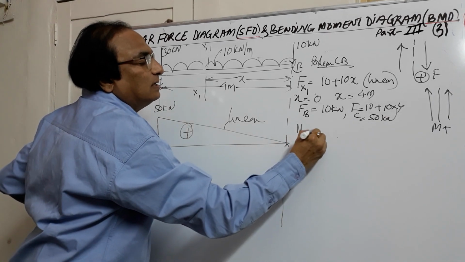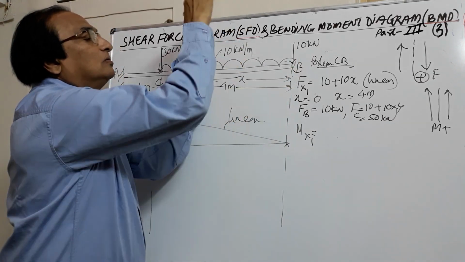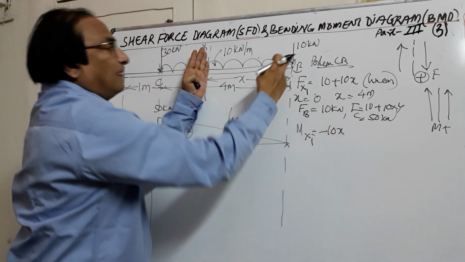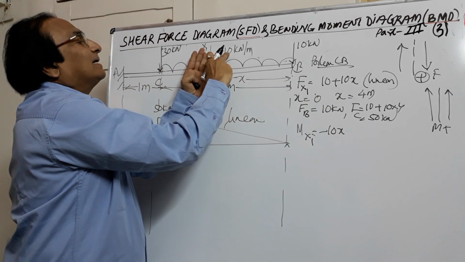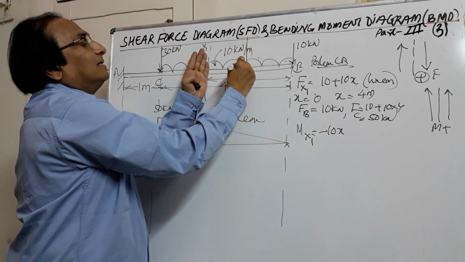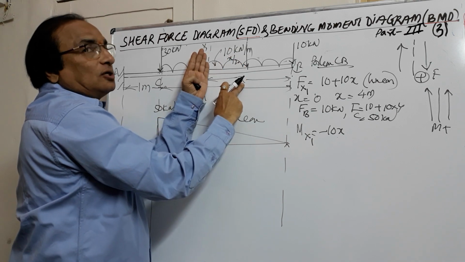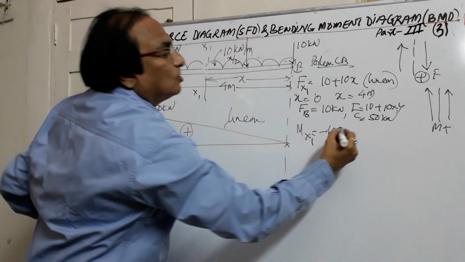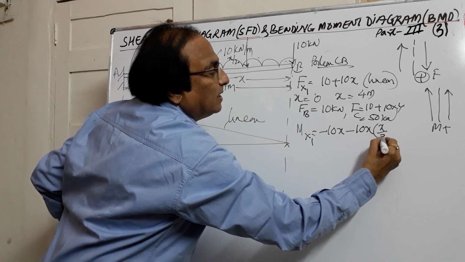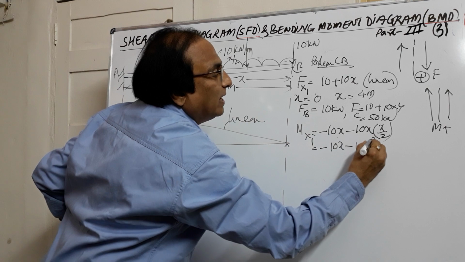Moment at x1. Again, if I take moment here, 10 into x, down moment is negative, so minus 10 into x. Now coming to this load, the total UDL acting is 10 into x. Where will it act? It will act at the center, means this distance will be x by 2. 10 into x is the load, x by 2 is the distance. It is acting down, so minus 10 into x into x by 2. So this will be equal to minus 10x minus 10x square by 2.